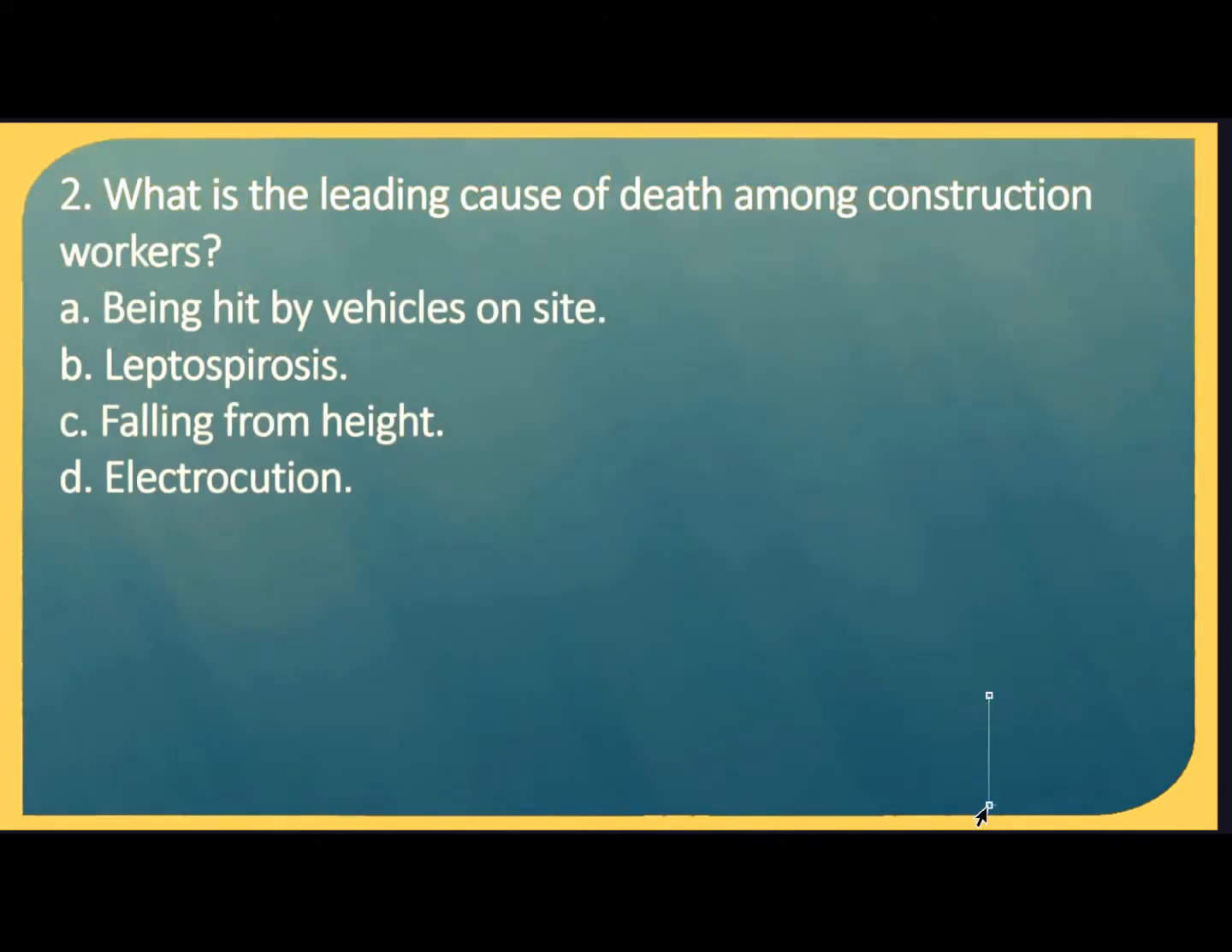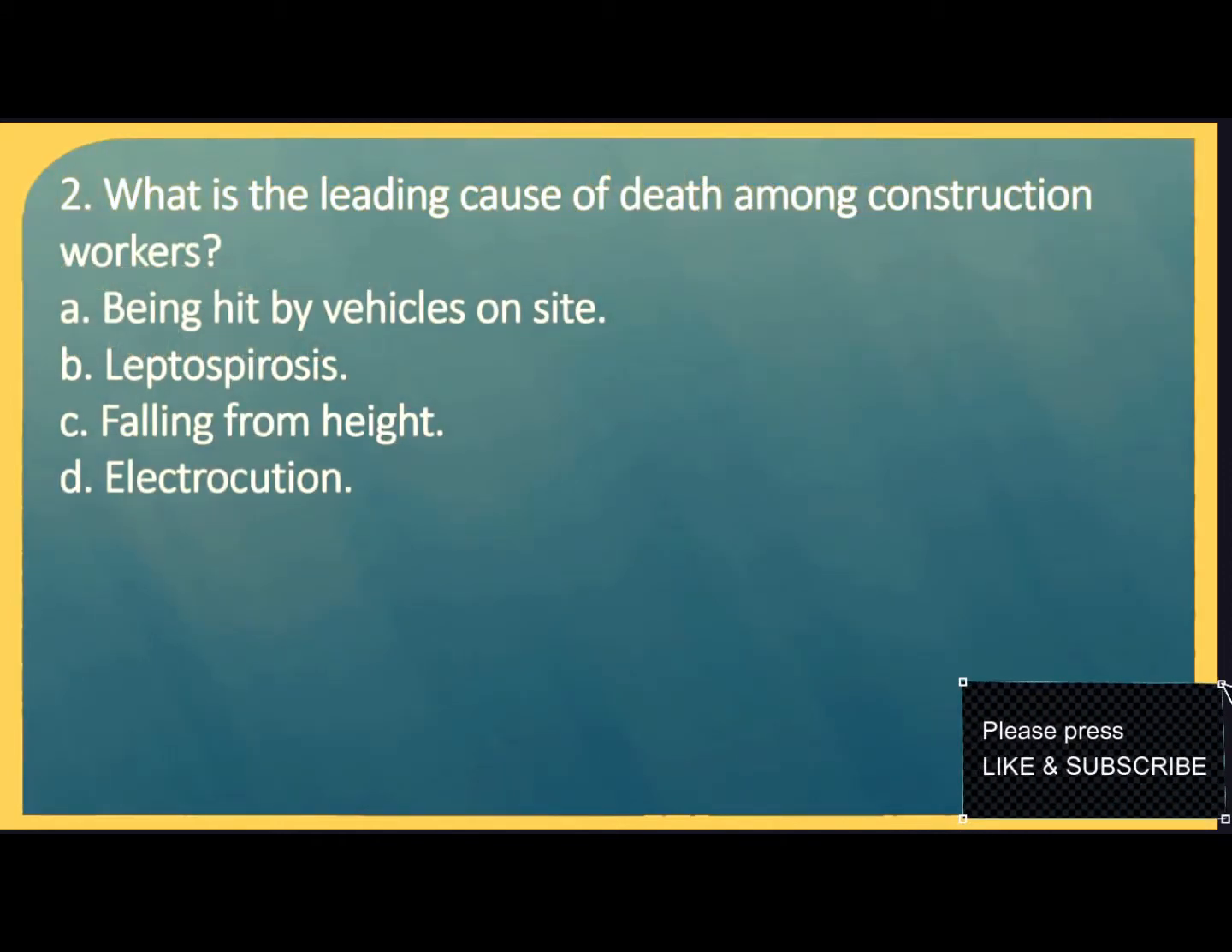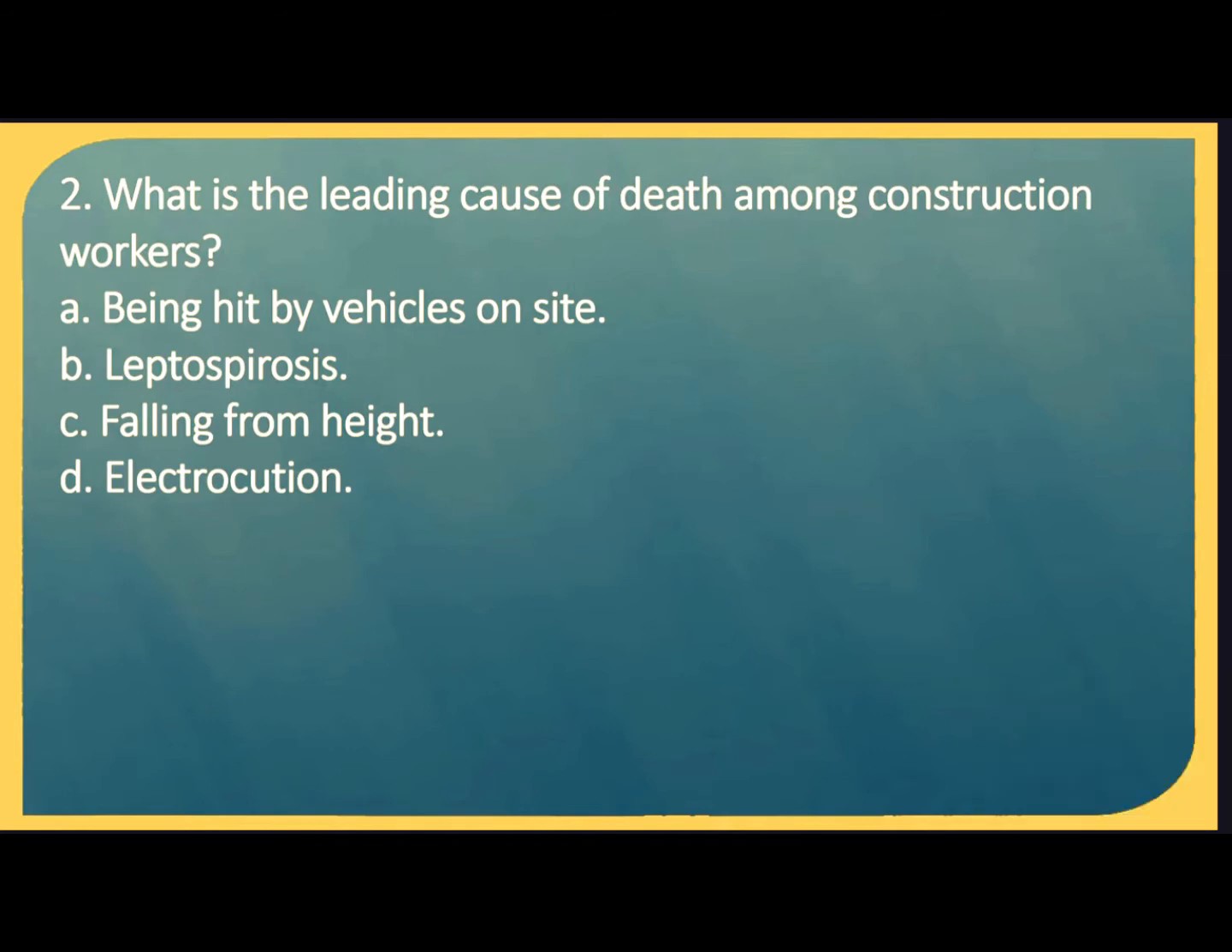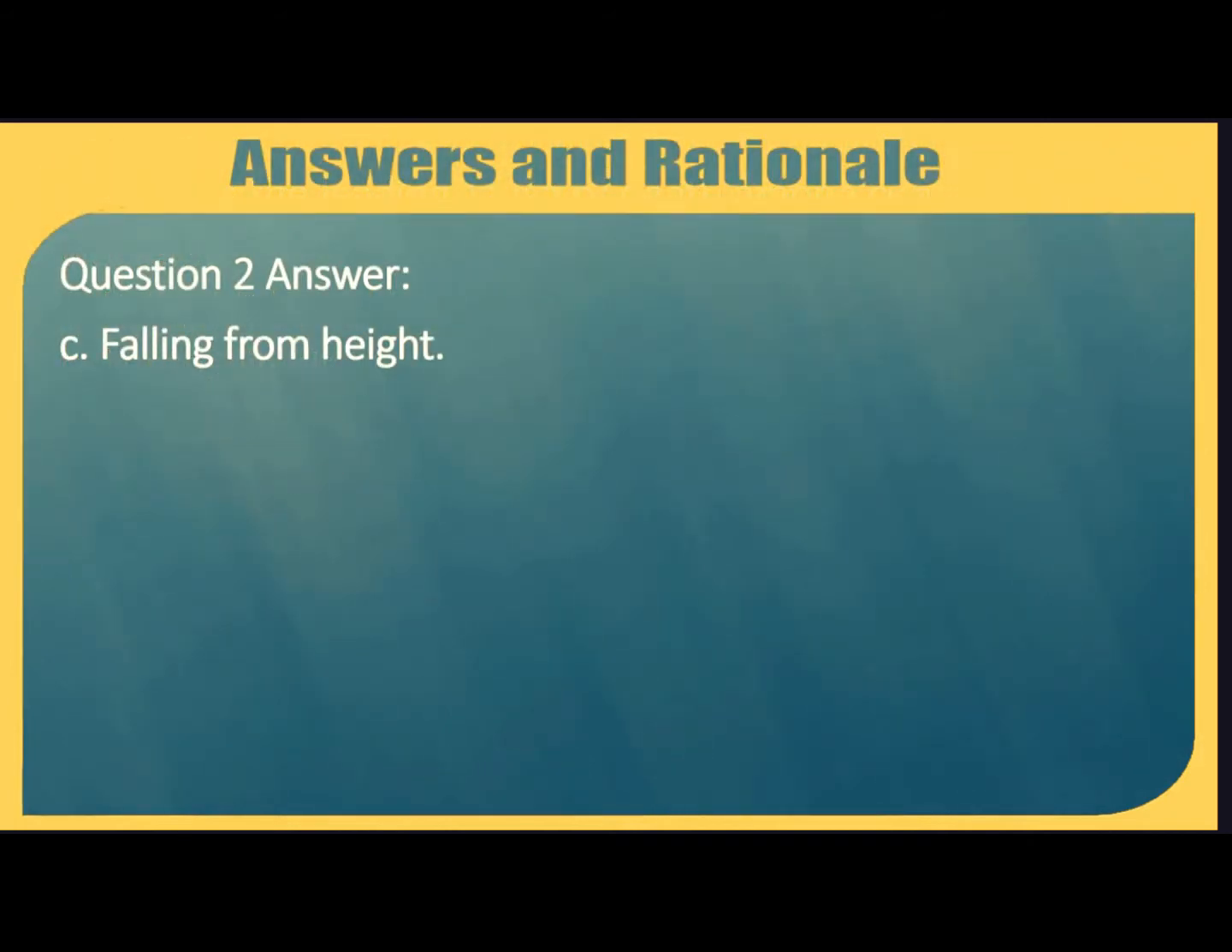Question 2. What is the leading cause of death among construction workers? A. Being hit by vehicles on site. B. Leptospirosis. C. Falling from height. D. Electrocution. Question 2. Answer, C. Falling from height.